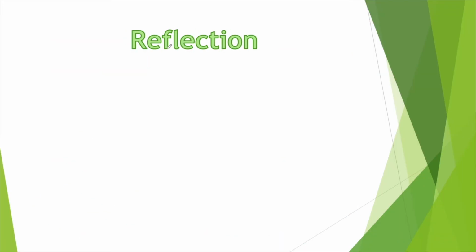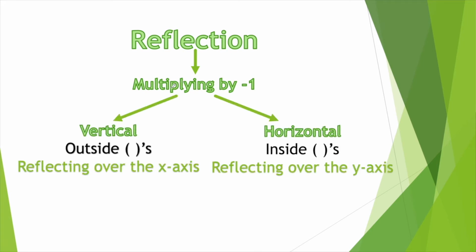So the next part is the reflection. If you are reflecting something, then you're going to be multiplying by -1. When you multiply by that -1, you have, again, two different outcomes. You have the vertical, which happens on the outside of the parentheses, and you have the horizontal, once again, on the inside. Now, they won't say it's a vertical reflection. What it will come up as is a reflection over the x-axis.